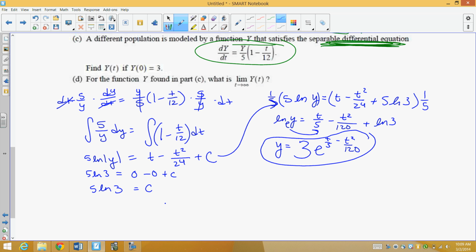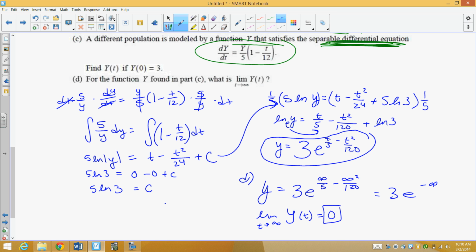And then for D, it says for the function y found in part C, what's the limit as t approaches infinity? Well, as t approaches infinity, y equals 3e to the infinity over 5 minus infinity squared over 120. Which of these is going to be bigger, infinity over 5 or infinity squared over 120? Definitely this part. So this is really 3e to the negative infinity. E to the negative infinity is like 1 over e to the infinity. That goes to 0. So this limit as t approaches infinity of y of t is 0.